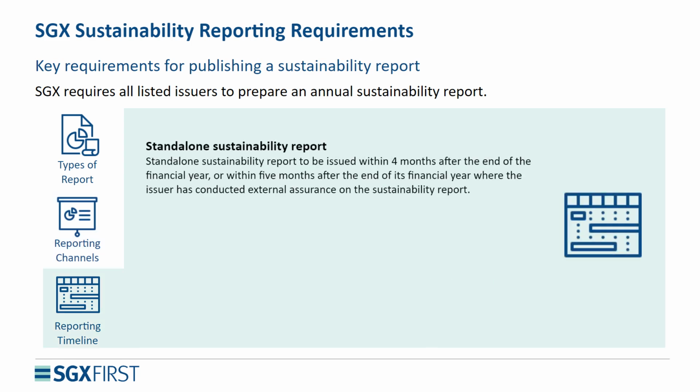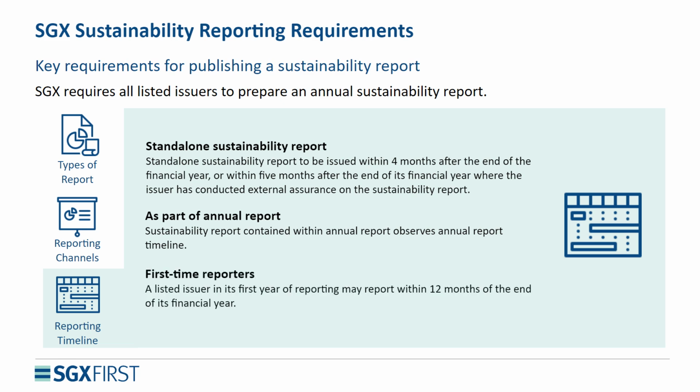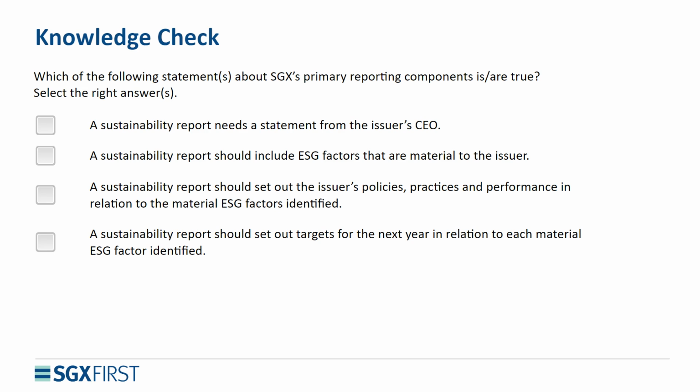A standalone sustainability report must be published within 4 months after the end of its financial year, or within 5 months after the end of its financial year where the issuer has conducted external assurance on the sustainability report. A sustainability report that is published as part of the annual report shall observe the annual report timeline. A listed issuer in its first year of reporting may report within 12 months of the end of its financial year.